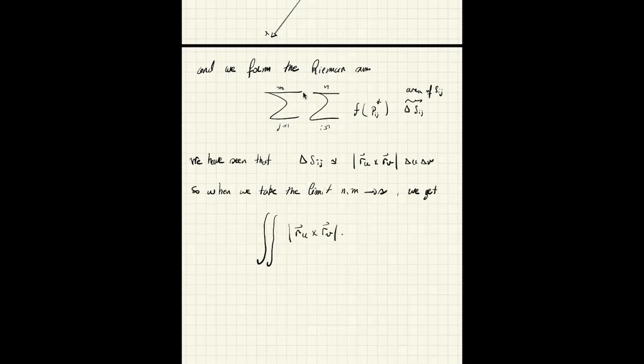times, okay, let me write it the other way. We get the integral of the function f evaluated at the point r(u,v) times the magnitude of r_u cross r_v, dA on the region D.